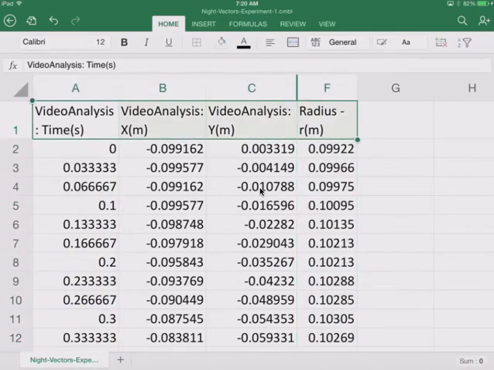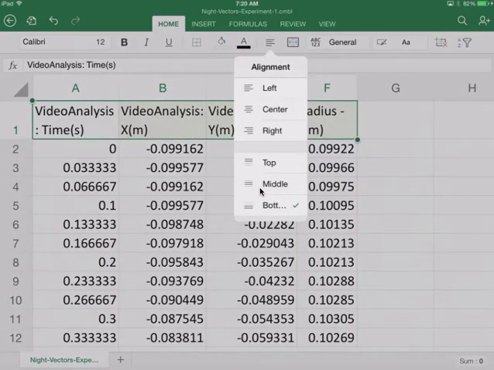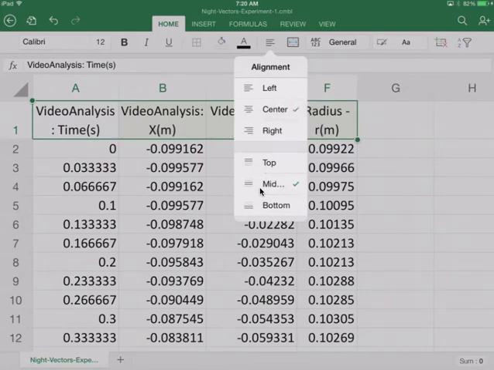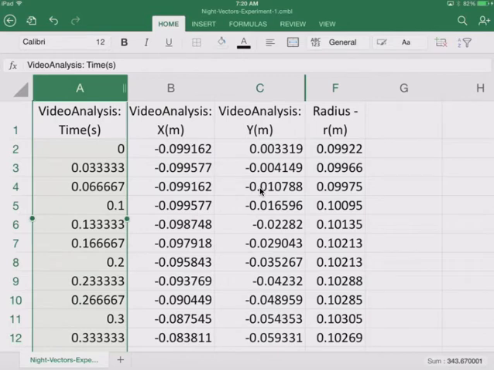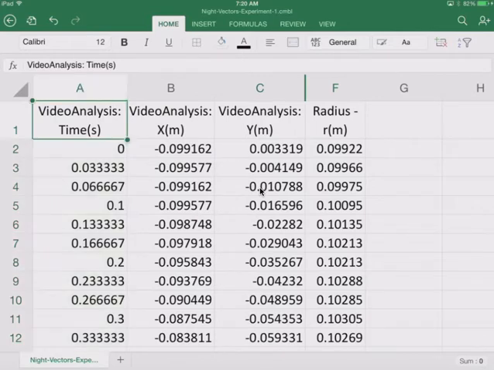And I will also center and put it in the middle, okay? So you can make that look how you want it to look. It's about readability and all of these good things.